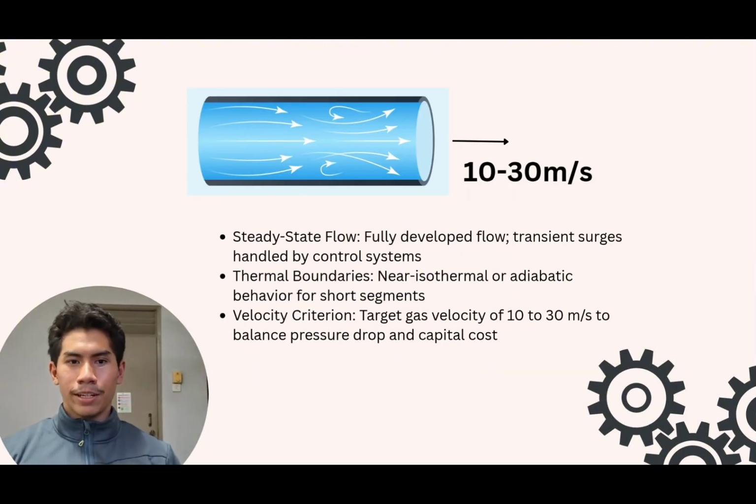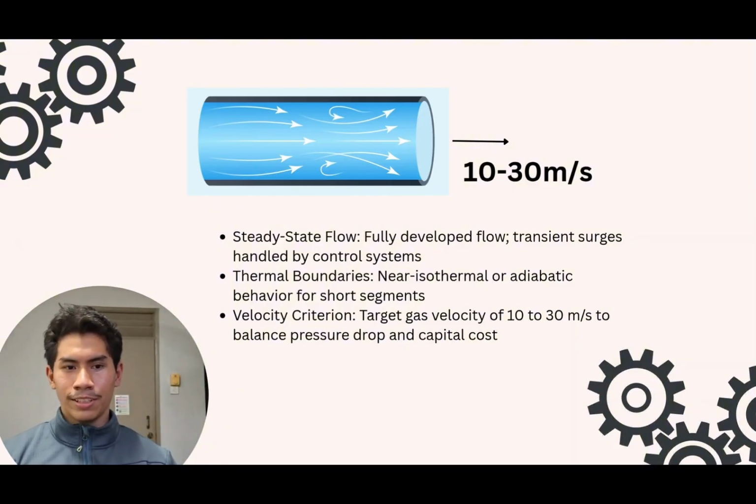Our model is anchored by 3 core assumptions. First, steady state flow, assuming fully developed flow, leaving transient surges to the control system. Second is thermal boundaries, assuming near isothermal or adiabatic behavior for short segments. And third, velocity heuristics, targeting 10 to 30 meters per second to balance pressure drops and capital cost.